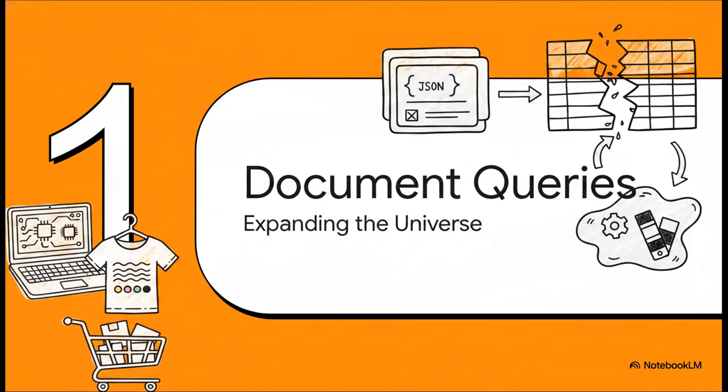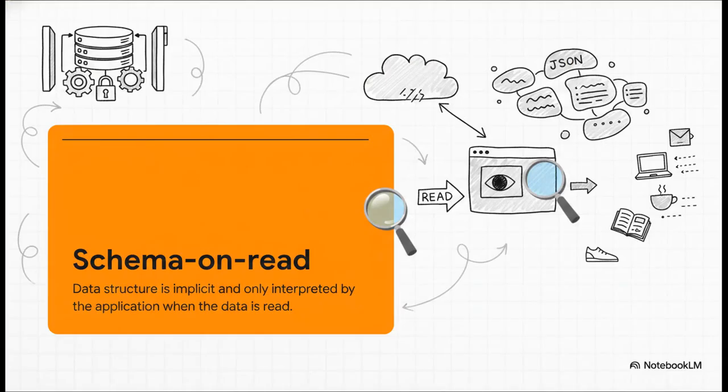Expanding the universe. Document queries. Now, relational tables are super powerful, but our e-commerce platform isn't just dealing with nicely structured users anymore. We have to handle diverse product catalogs. Think about it, a laptop has RAM specs, right? But a t-shirt has size and color. Forcing that into rigid tables is a total nightmare.